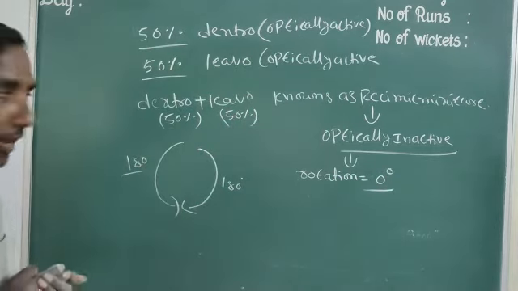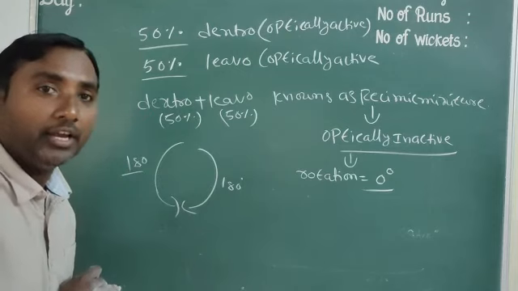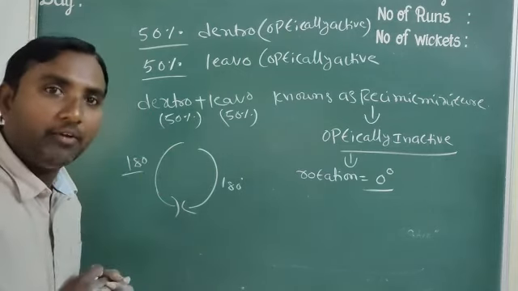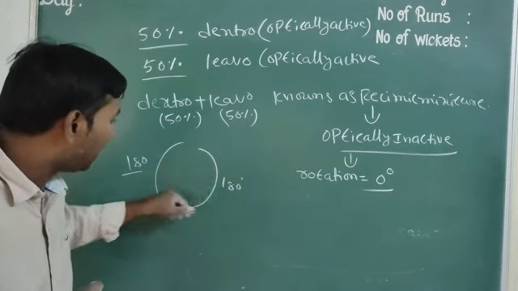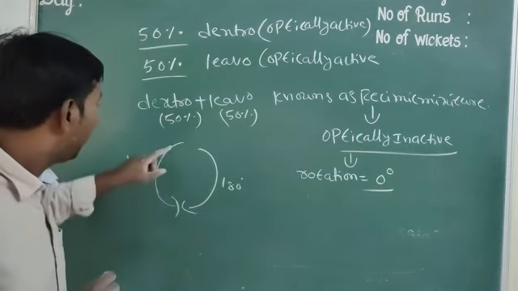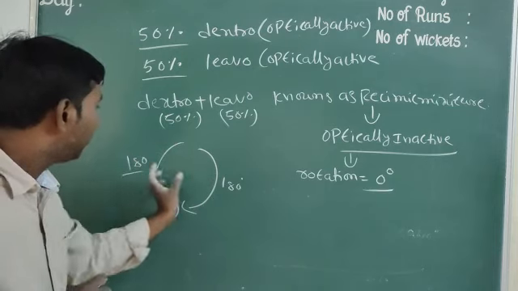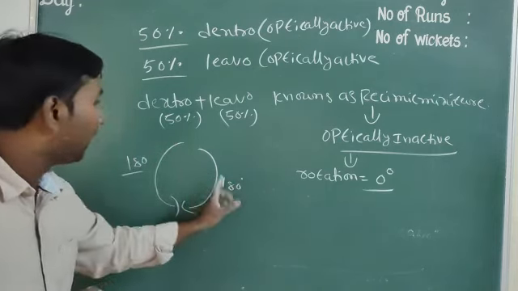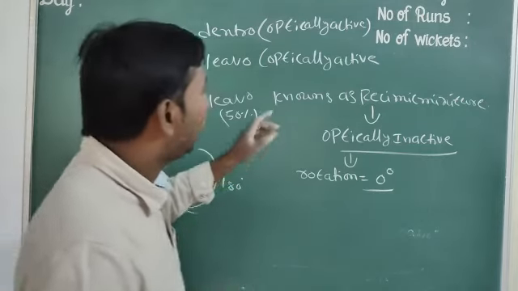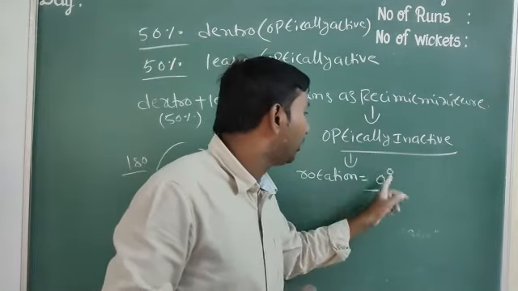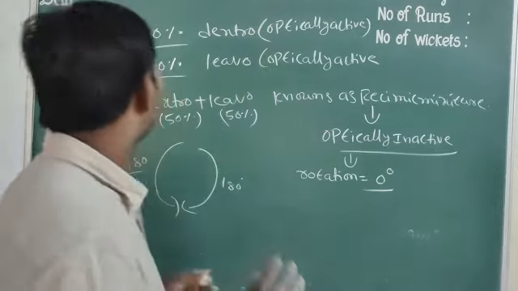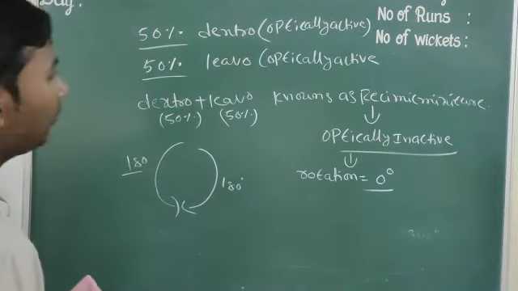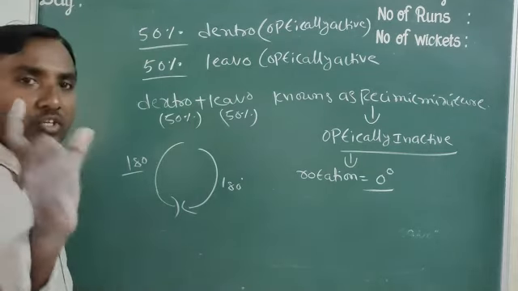Why 0 degrees? Because here dextro and levo are taken in equal portions. For example, this is clockwise 180, levo is anti-clockwise 180. So both opposite rotations cancel, one to another. Finally, the racemic mixture rotation is equal to 0 degrees. Okay. This is about dextro, levo and the racemic mixture.